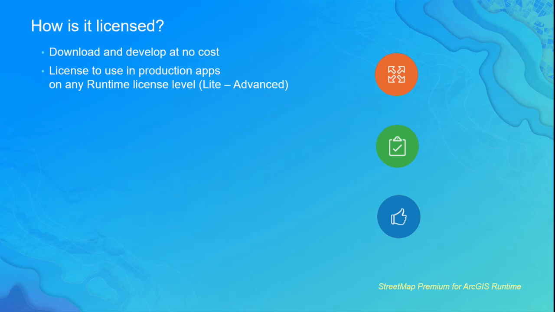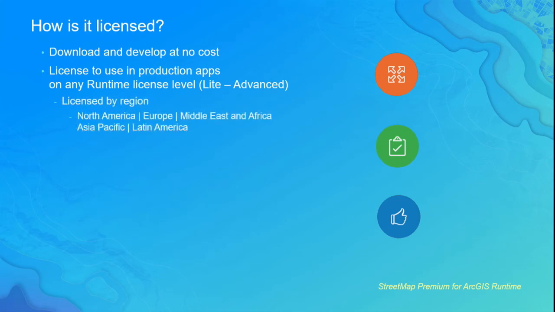You can license on any Runtime level license. This includes Lite, which is available at no cost, all the way to Advanced, which is the highest license level for Runtime. So you can license StreetMap Premium for use at any Runtime license level, Lite through Advanced. It's licensed by region, as I mentioned before. When you license the use of StreetMap Premium data, you license it by one of these five regions, whatever you need within that region. If you need a package from North America and a package from Latin America, that's two licenses. So that's how it's divided.